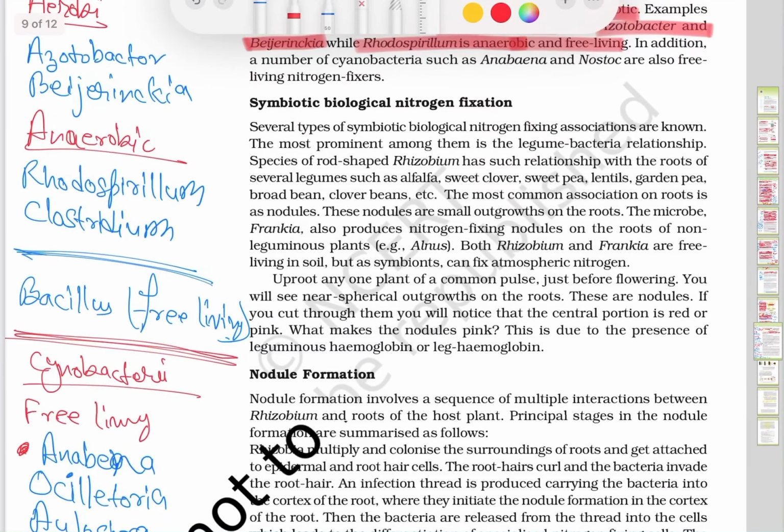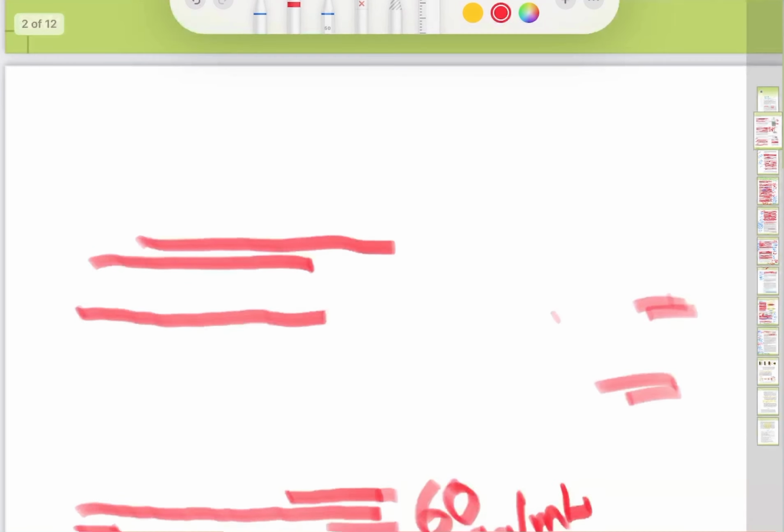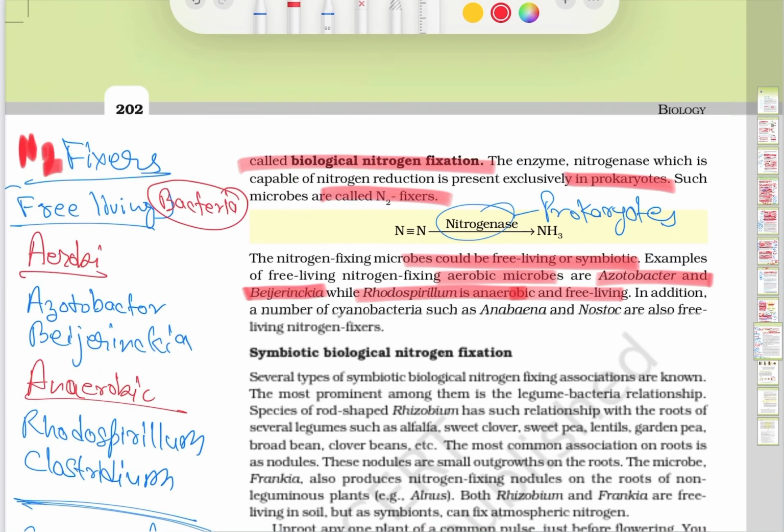Symbiotic nitrogen fixation. Nitrogen fixing microbes could be free living or symbiotic. Examples of free living aerobic nitrogen fixing microbes are Azotobacter and Beijerinckia, while Rhodospirillum is anaerobic and free living. In addition, a number of cyanobacteria such as Anabaena and Nostoc are also free living nitrogen fixers.